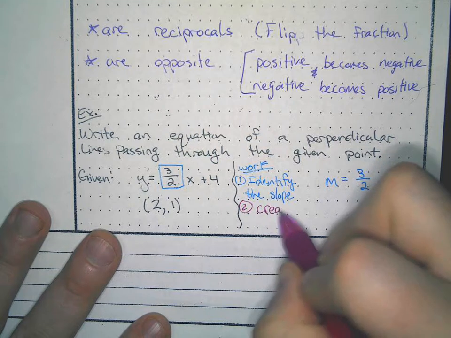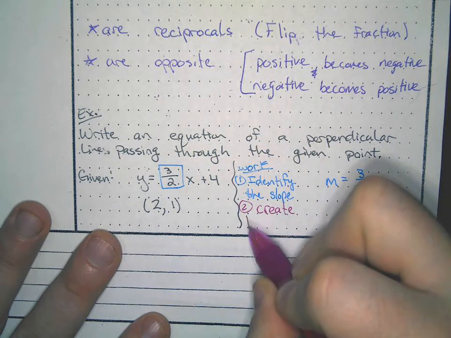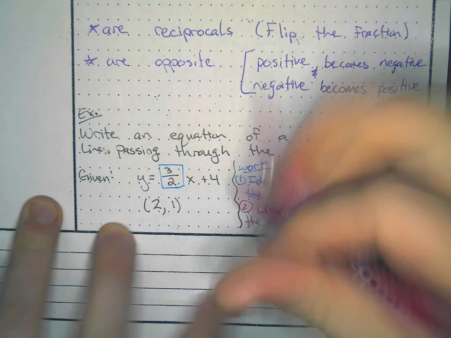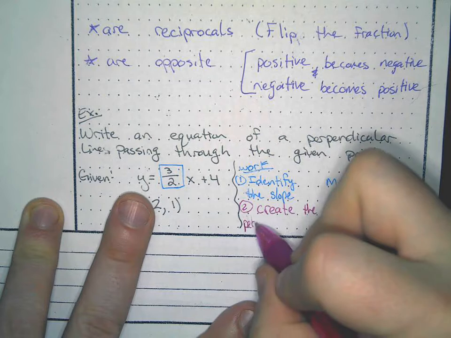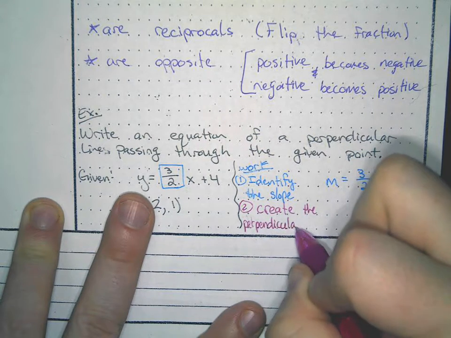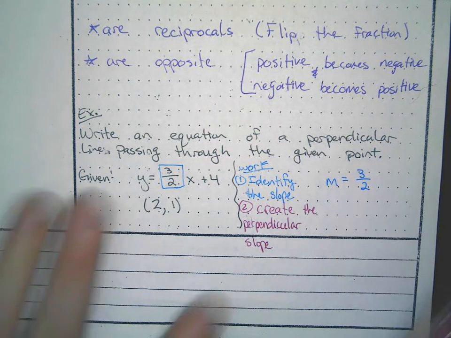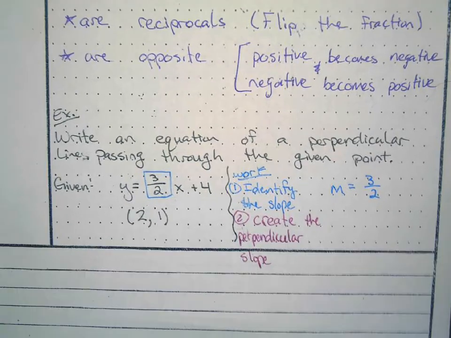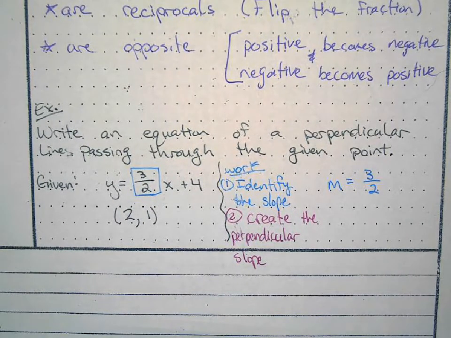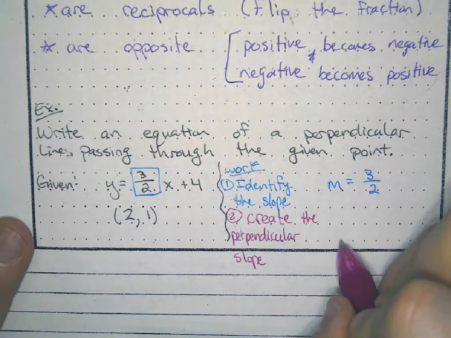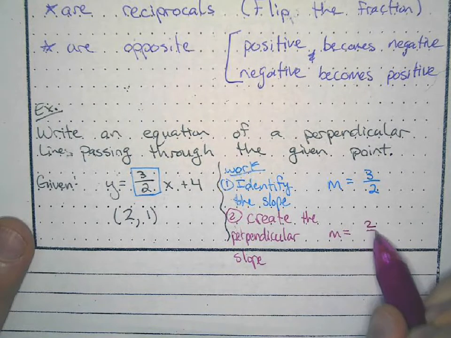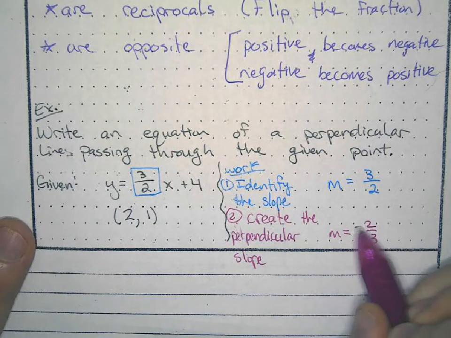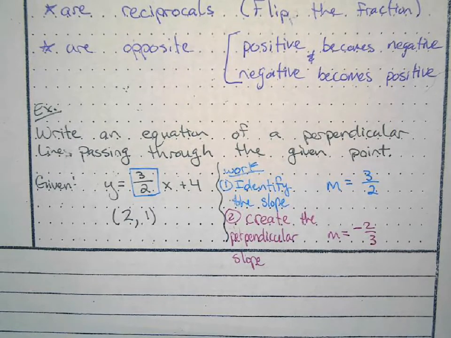Number 2, create the perpendicular slope. So now we're going to flip this fraction and get its opposite. So my new slope, so now m is going to equal 2 over 3. I flipped it. I'm going to make its opposite. So a positive becomes negative.